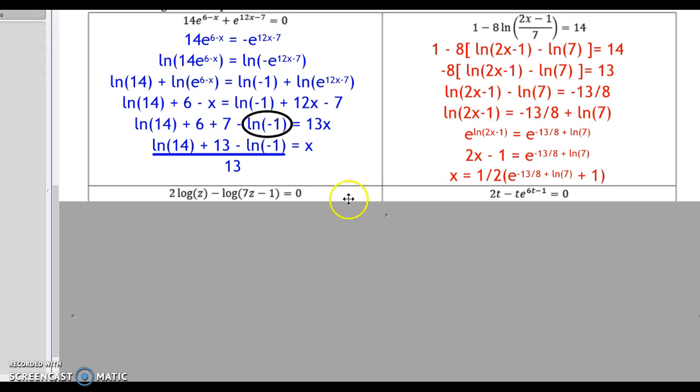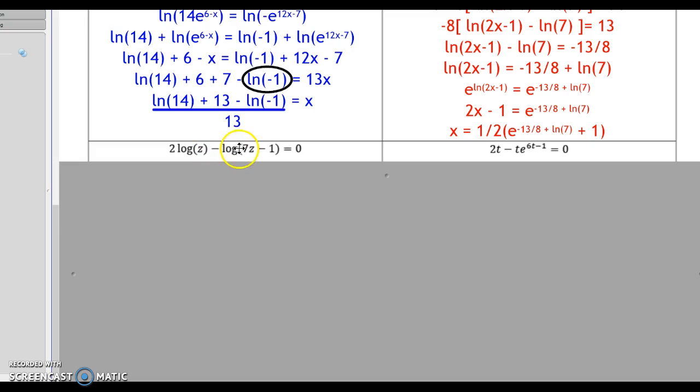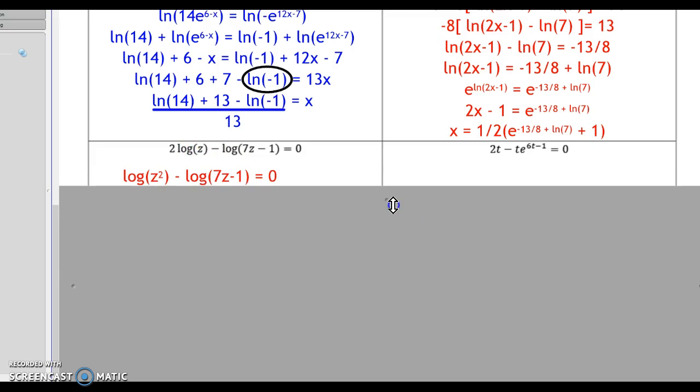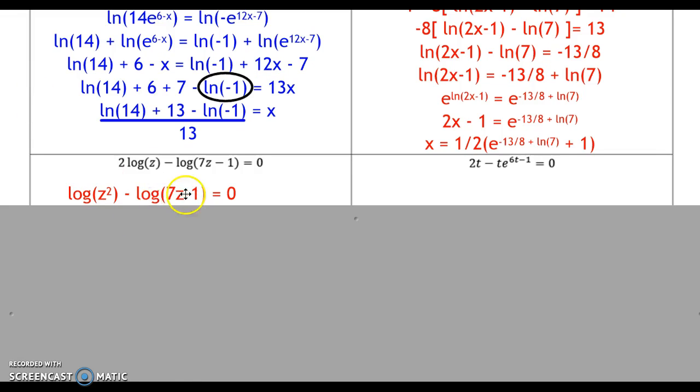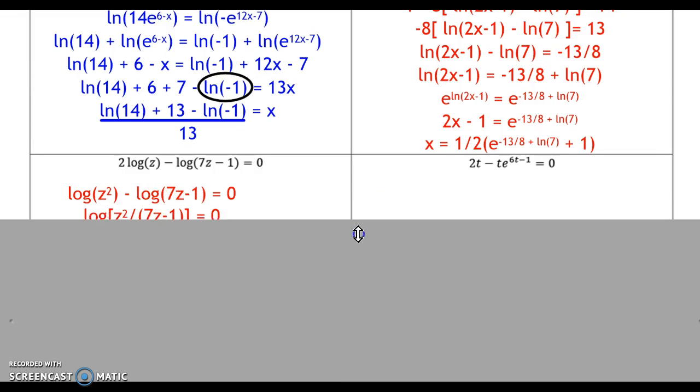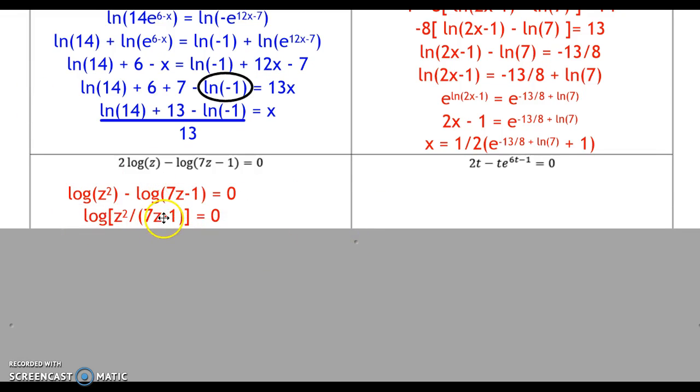Once again, pause the video, take a look at these two, and I will give you the answers in a moment. All right, in this problem, we noticed that log z was multiplied by 2, so we were able to take that and make it into an exponent, so we turn that into log of z squared. One other thing you should notice is that log of z squared minus log of (7z - 1) can be easily simplified by turning that into a division problem, which is what we did here.